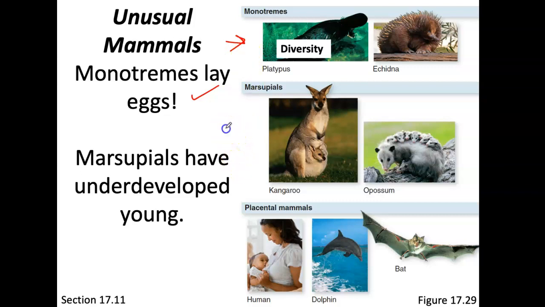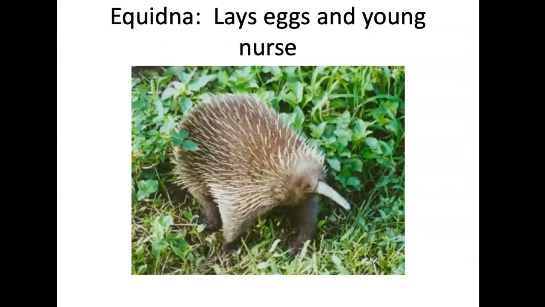Marsupials have underdeveloped young. So this is a possum. They have a pouch, just like the kangaroo, and it's not fully developed, but it continues to develop inside the pouch. And then the placental mammals that have full development within a uterus or an amniotic sac. So here's the echidna that lays eggs and the young nurse, very unusual.